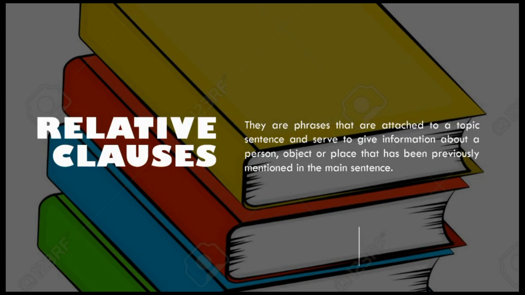Hello guys, today I will explain the relative clause. There are words that are added to a topic sentence and serve to give more information about a person, object or place that was mentioned earlier in the topic sentence.